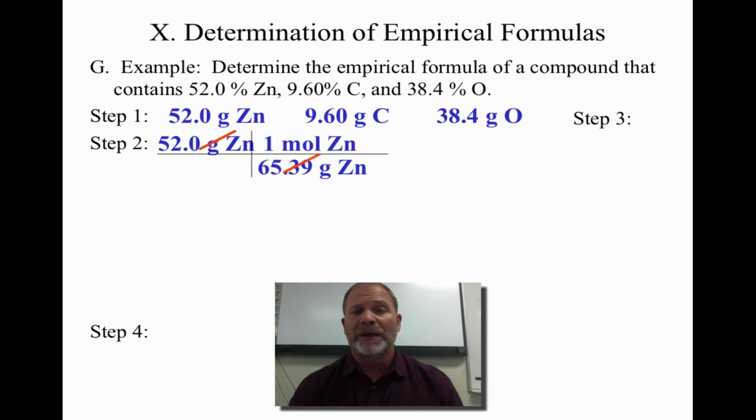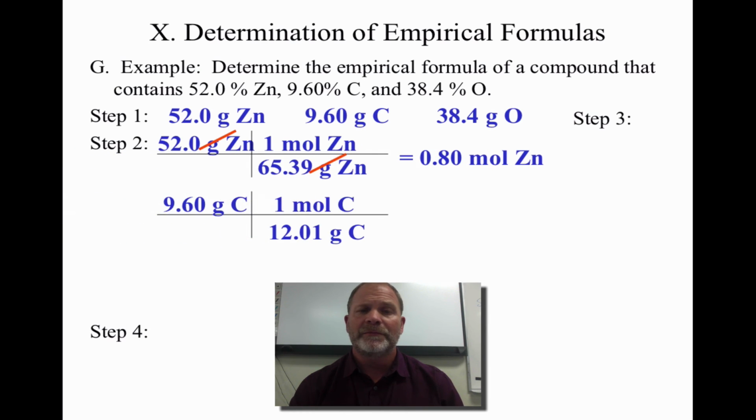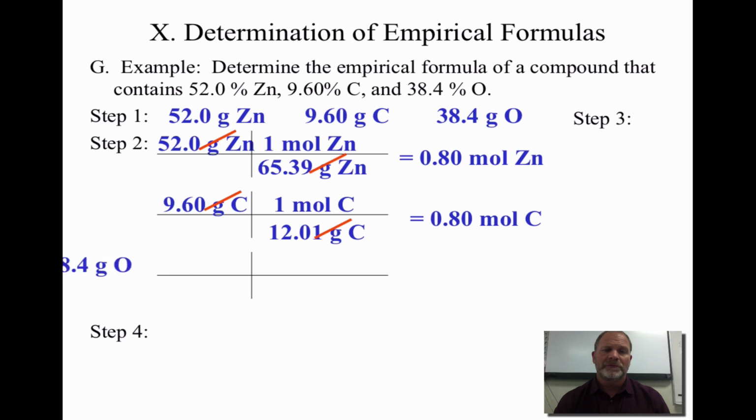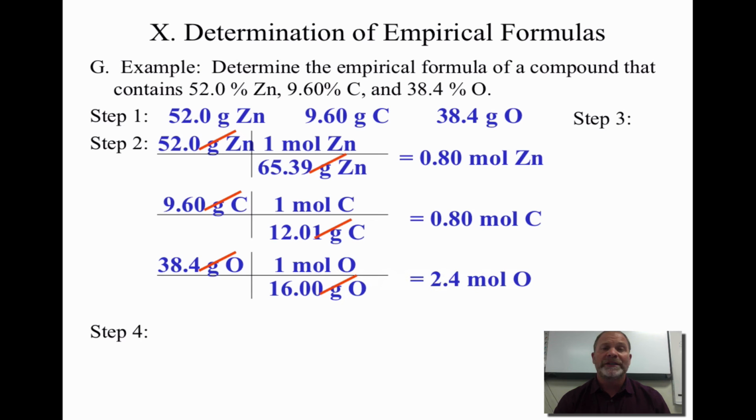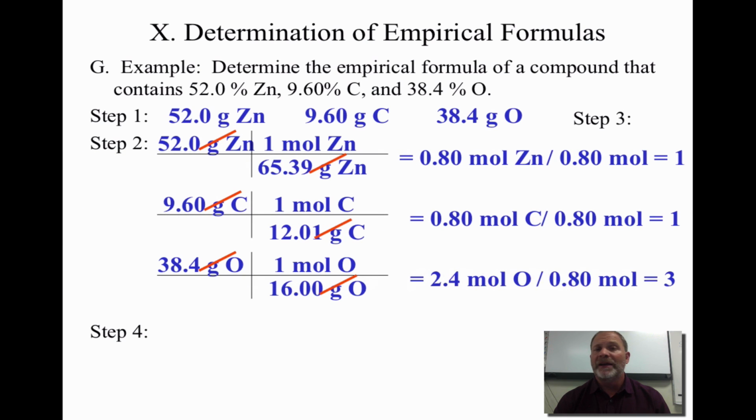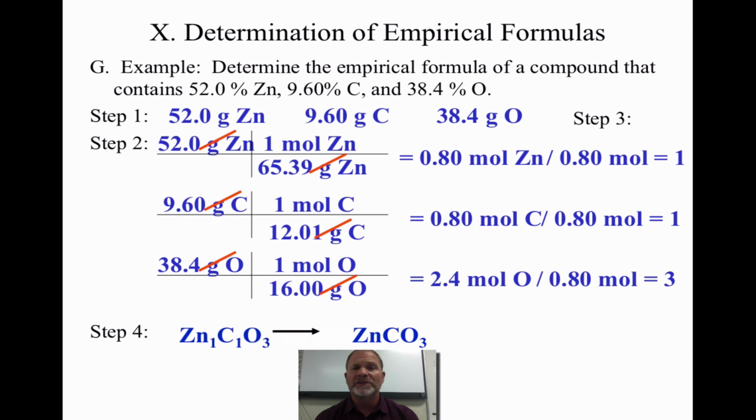I put moles over grams for one reason only, so my grams cancel out. So I'm simply dividing, and I do that for my zinc, I do that for my carbon, and I do that for my oxygen. Now I get the least number of moles, which is 0.8, so I'm going to divide everyone back through by 0.8. When I do that, all of them are within a 0.05 range, so I keep them all as whole numbers. So I have 1 zinc, 1 carbon, and 3 oxygens. I never have to show the ones, they're understood. So it's zinc carbonate.